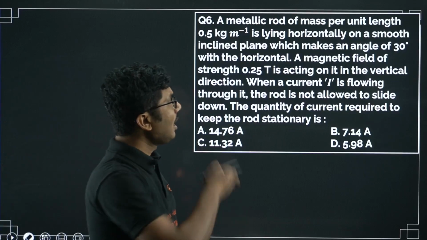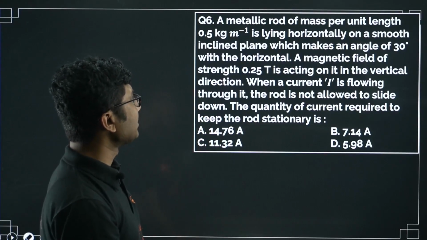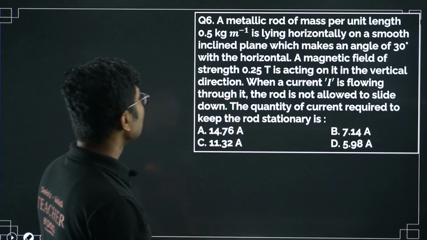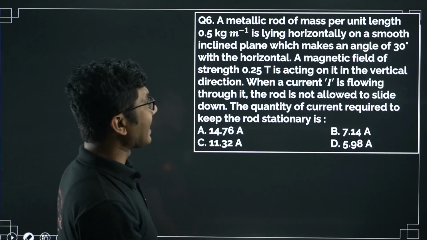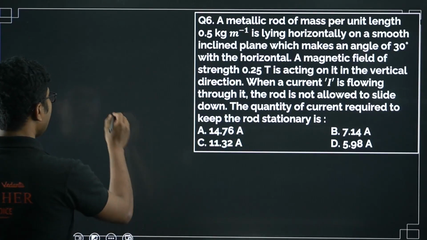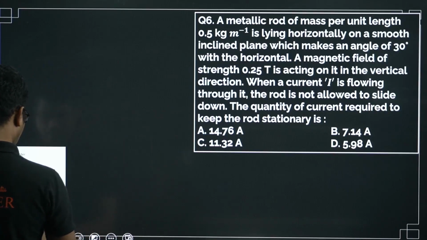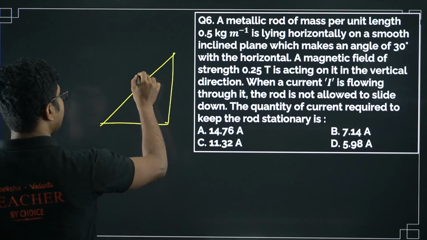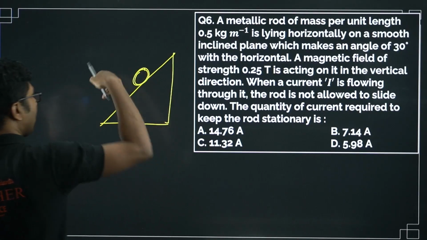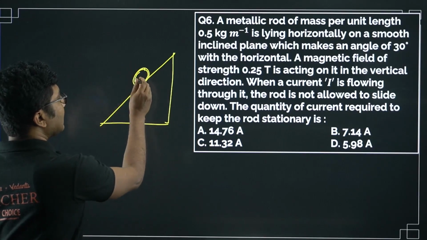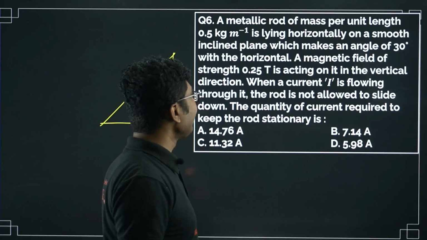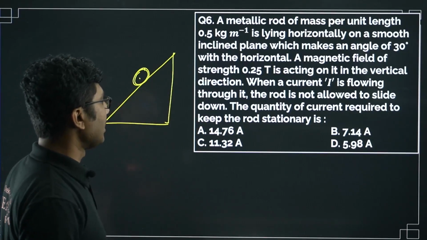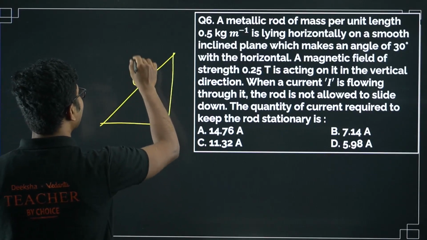Now question number 6. A metallic rod of mass per unit length 0.5 kilogram per meter is lying horizontally on a smooth inclined plane which makes an angle of 30 degrees with the horizontal. So we have an inclined plane like this, and it is lying like this. This is the wire, it is going horizontally. A magnetic field of strength 0.25 Tesla is acting on it in the vertical direction. So the magnetic field is acting in the vertical direction.